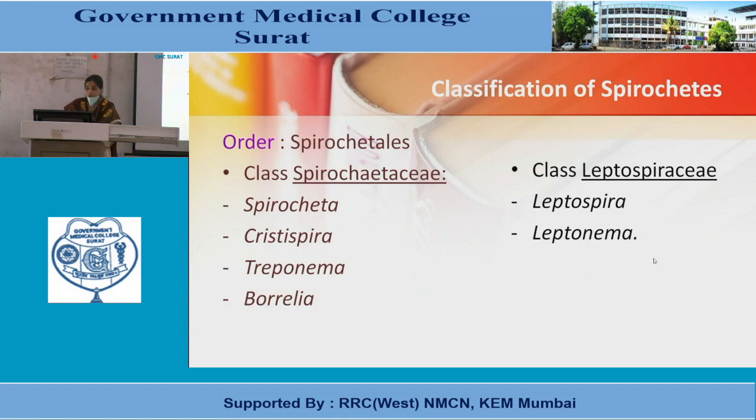Classification of the spirochetes: in the order Spirochaetales, they are divided into two families, Spirochaetaceae and Leptospiraceae. Spirochaetaceae is again divided into Spirochaeta, Cristispira, Treponema and Borrelia, while Leptospiraceae includes Leptospira and Leptonema. Of all these, only three genera cause pathogenic disease in humans: Treponema, Borrelia and Leptospira.